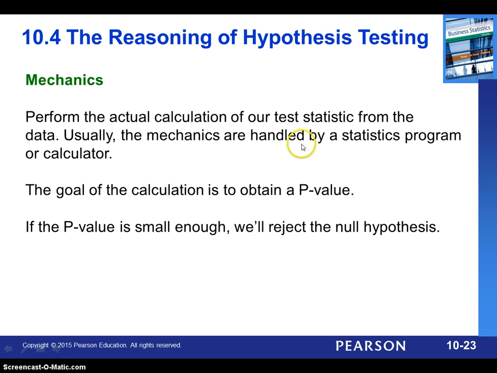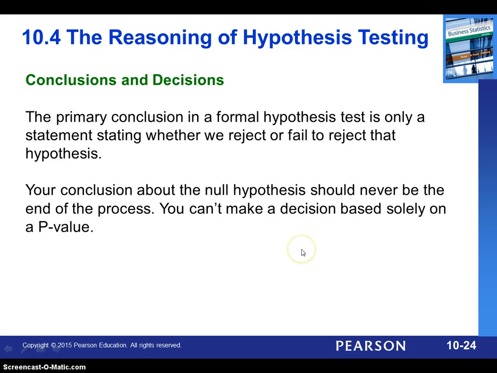So we want to use those tables or the built-in functions in the calculator to get a p-value. And as we talked about in the 10.3 video, that p-value is so critical, because it's going to tell us if we're going to reject the null hypothesis or fail to reject it. And again, this is not necessarily an easy number to get at. We'll show you different methods in class for how to do it, but that's really the tricky part, getting that p-value. Once we get it, then it's pretty simple. Then we can make decisions based on it.